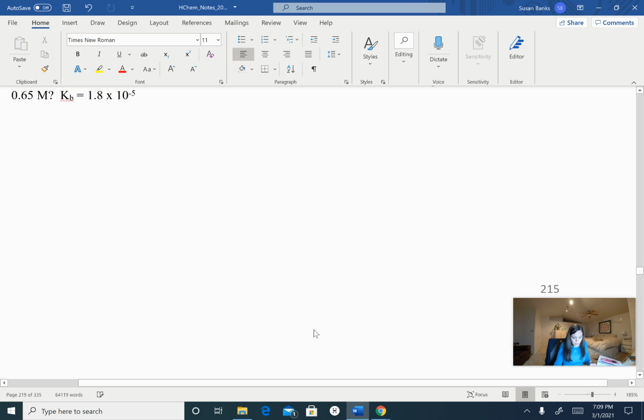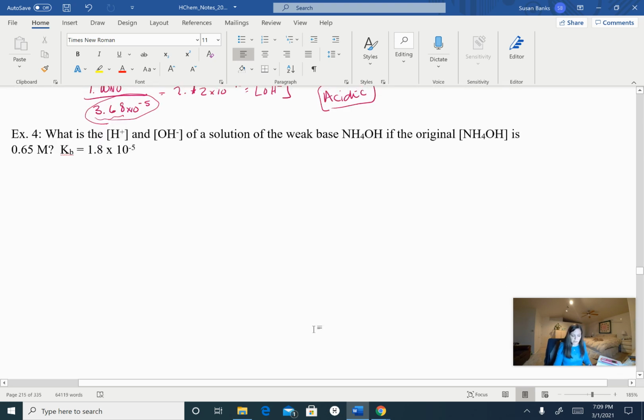So we are at the bottom of page 215. It's a problem that we skipped earlier. This is example 4. It says, what is the hydrogen ion concentration and the hydroxide ion concentration of a solution of a weak base? We have ammonium hydroxide. If the original concentration, remember square brackets means concentration in moles per liter, molar, the original concentration of ammonium hydroxide is 0.65 molar. And then it has K sub B. What the heck is the K sub B? That is the equilibrium constant for this weak base.